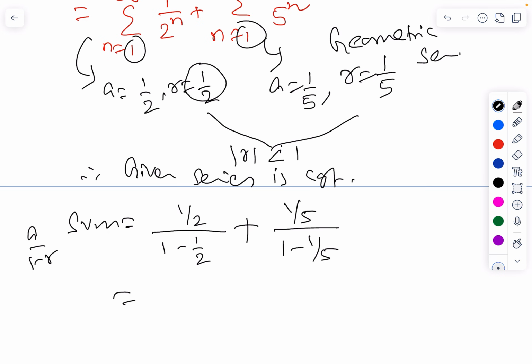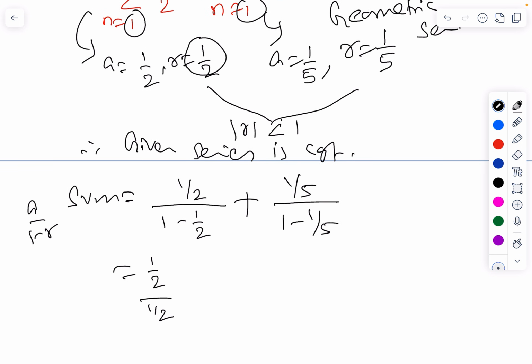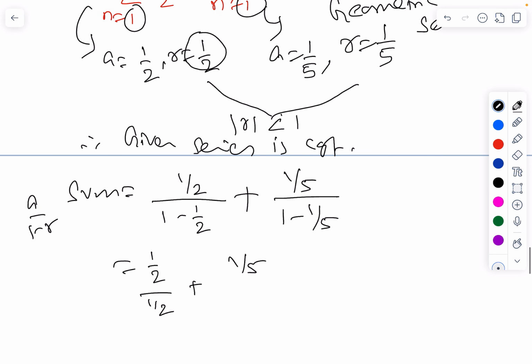Okay. So this is 2 minus 1. Okay. So this is again 1 by 2. So that is nothing but 1 by 2 divided by 1 by 2. And this is 1 by 5 divided by 4 by 5. Okay. So this is 1 plus 1 by 4.